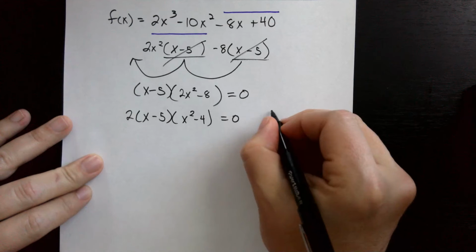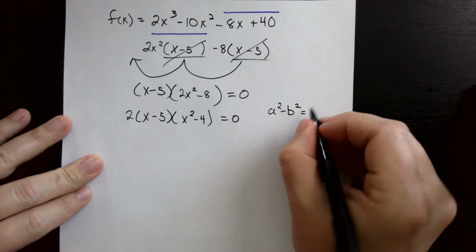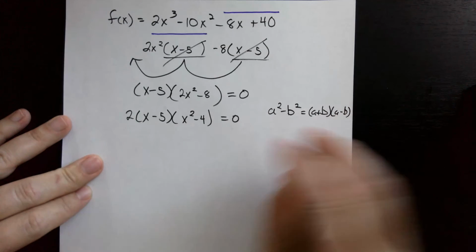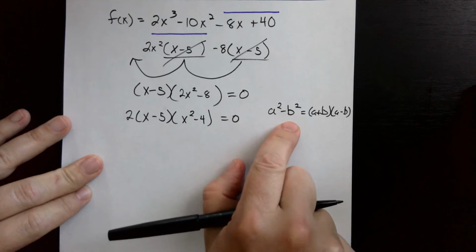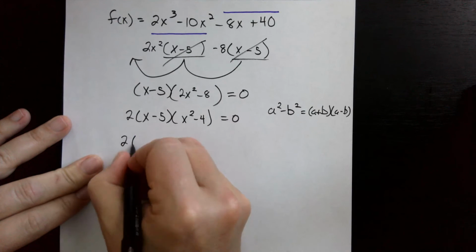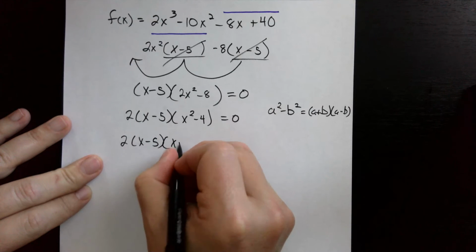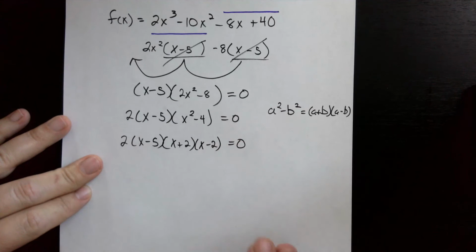You remember difference of squares, a squared minus b squared, is equal to a plus b, a minus b. So x squared minus 2 squared, x and 2. So this gives me x plus 2, x minus 2 equals 0.